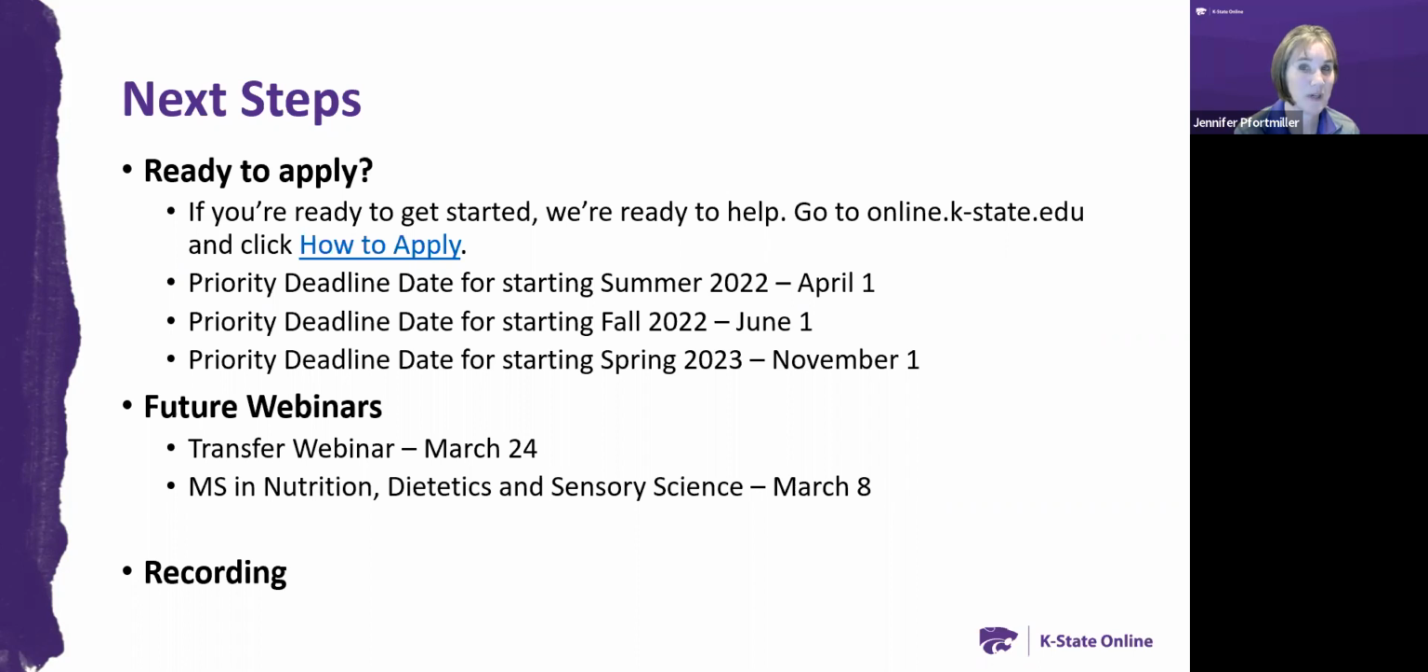So if you can hit those priority deadlines, if you want to start in the summer, it's April 1. If you want to start in the fall, that's going to be a June 1 priority deadline date. And if you want to start a year from now in spring, that's a November 1 priority deadline date. But we do have 3 application periods where you can enter into this program, at 3 points throughout the year.